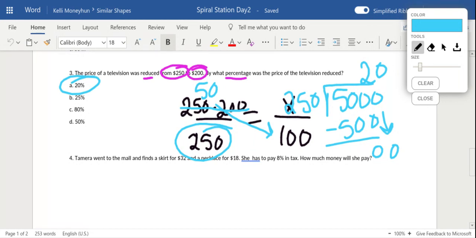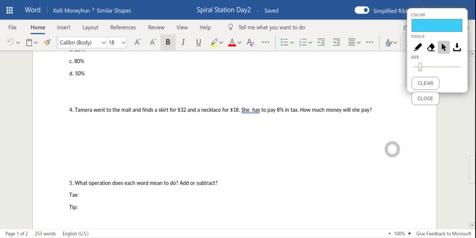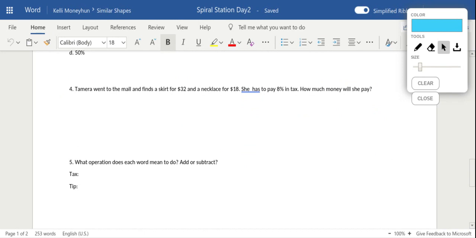Okay, pause and make sure you got this all written down. Okay, number 4. This is a super simple percent problem.